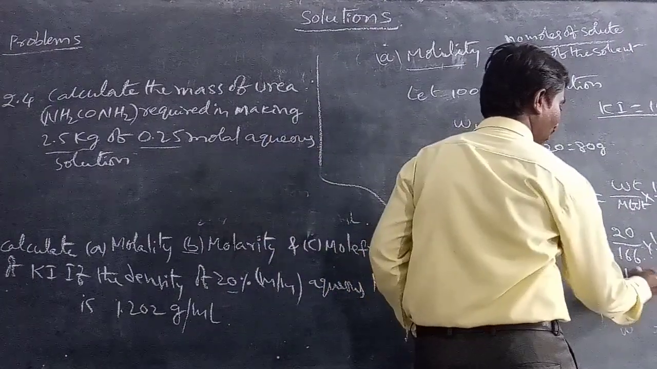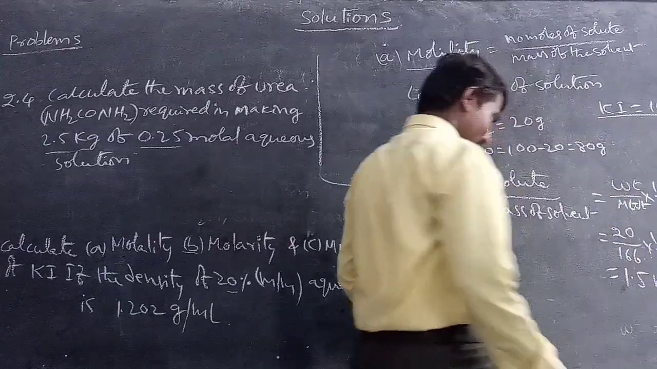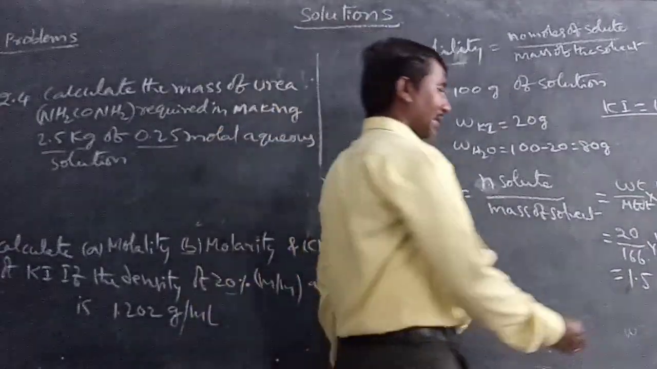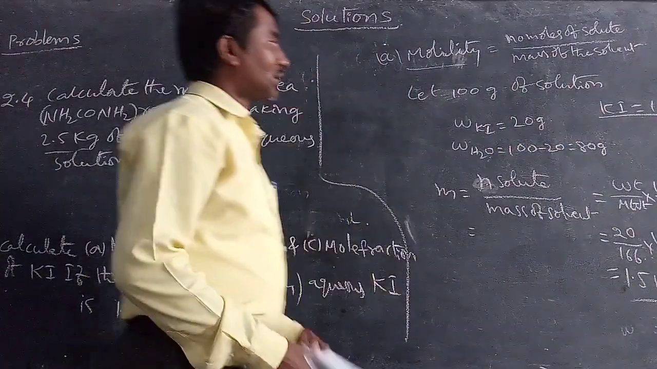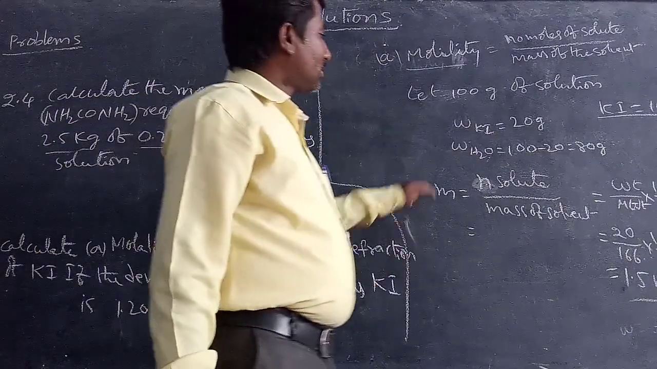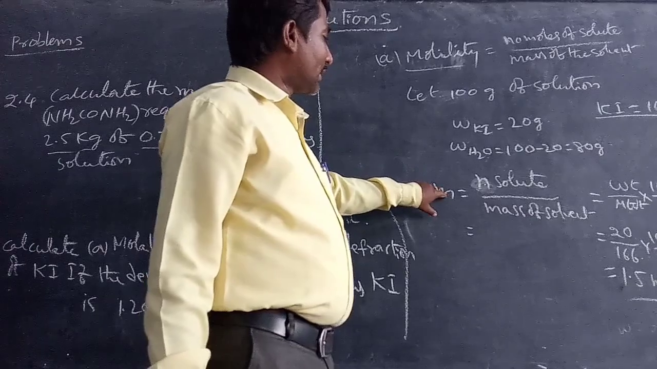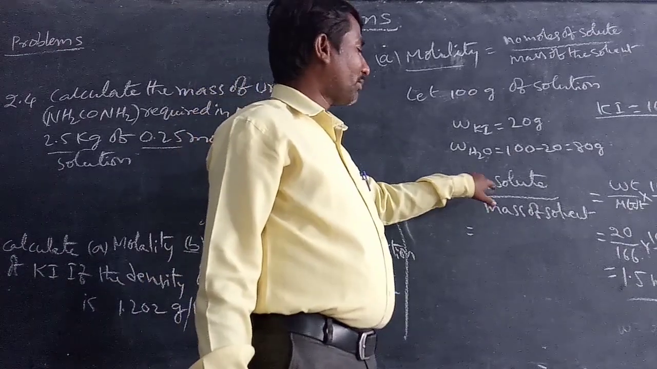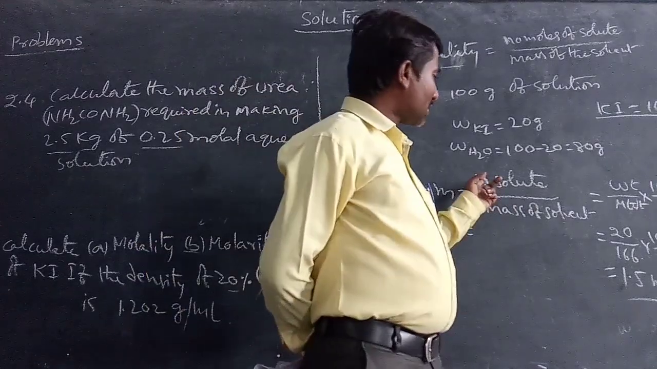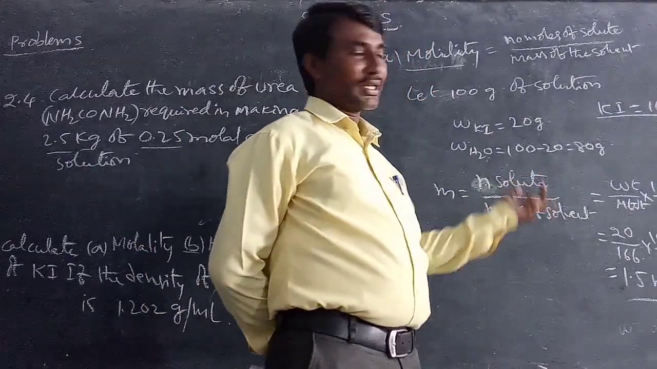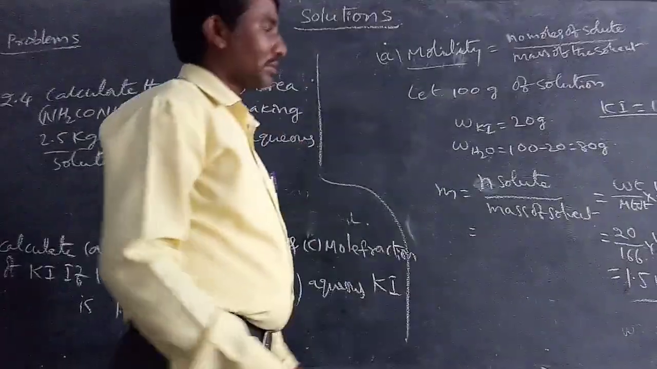So after calculating we will get 1.5 moles per kg. We calculate the molality m as the number of moles of solute divided by the mass of the solvent, that is weight by molecular weight into 1000 by the mass of the solvent in grams. We get 1.5 moles per kg.